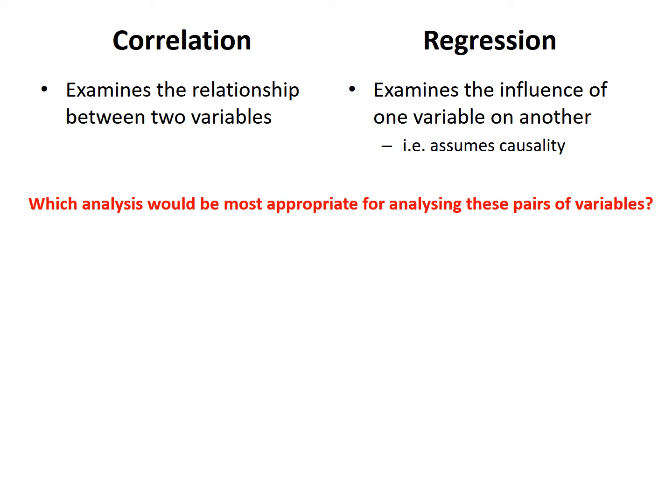Okay, so let's see if you understand this. For the following 4 analyses, which would be the most appropriate, correlation or regression, for these pairs of variables? So seed mass and distance. You can pause here if you want to think about it.